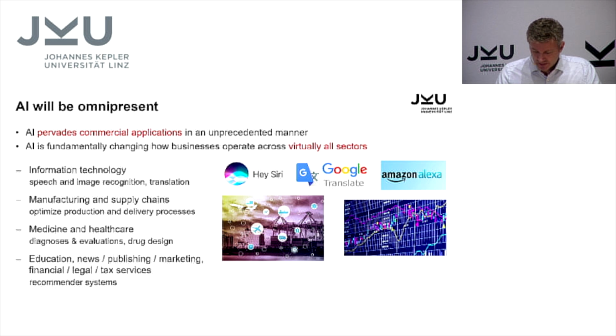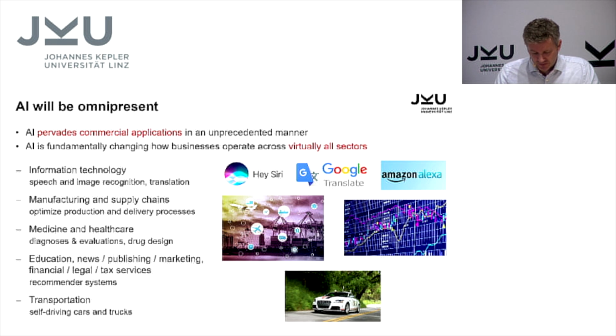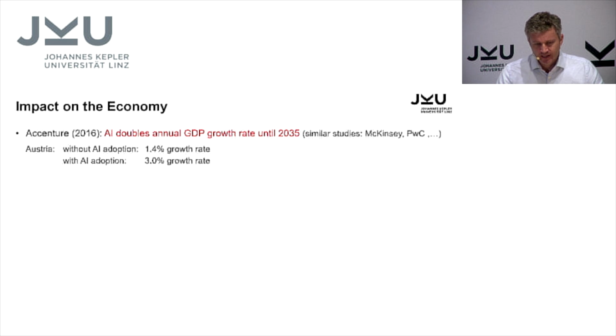And in education, publishing, marketing, but also in financial, legal, and tech services, there can be recommender systems based on artificial intelligence. And then, last but not least, of course, the whole transportation business when it comes to self-driving trucks and cars. This is where AI will play a very prominent role. Let us have a quick look at the impact on economy that we can somehow estimate to observe.